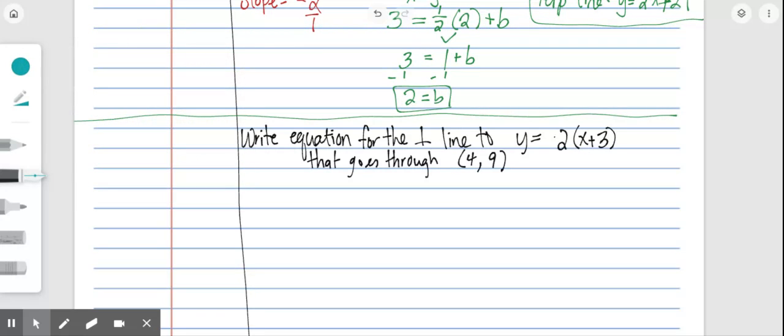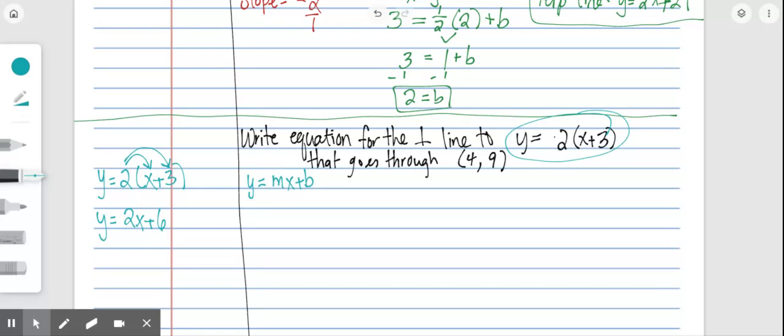We're going to do the same thing as normal. So I'm going to do y equals mx plus b. I'm going to notice that this equation is not in that form. So I need to make it become that form. So I do y equals 2 times (x plus 3), and I'm going to distribute that 2 to both of these terms. So I get y equals 2x plus 6.